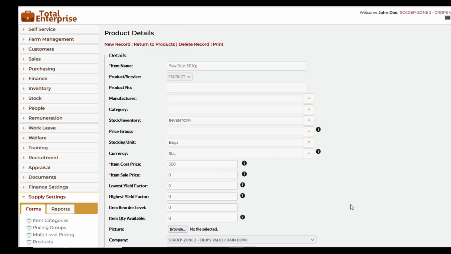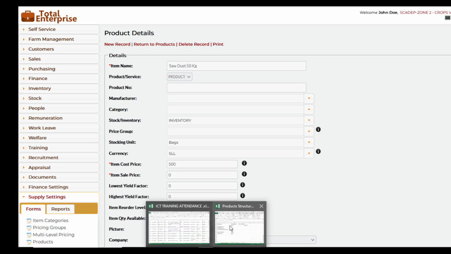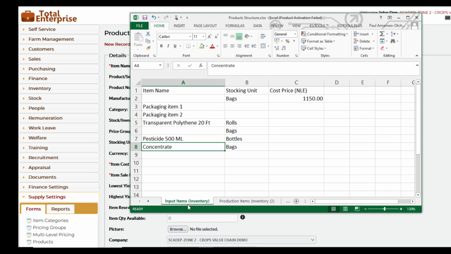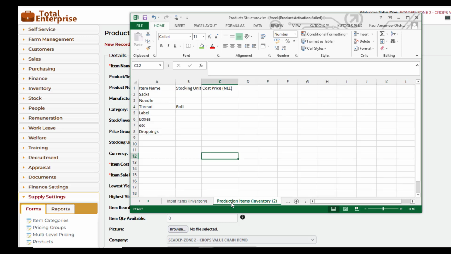So here I am with sawdust now added as a product. This is how to do your item setup, your product structure, correctly. You do this for your input items, and then you do this for your production items. If an item is purchased in bags of 50 kg, you don't add the item into your product structure with a stocking unit of kilograms.